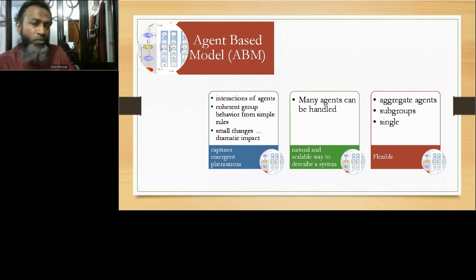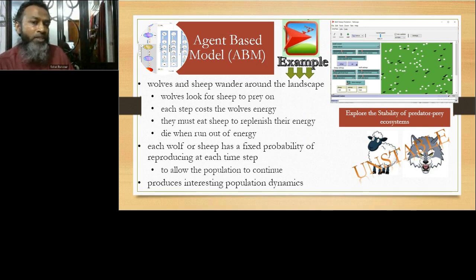I would like to give you a very simple example of an agent-based model first, a well-known one called the wolf and sheep model. I have just given a simple snapshot from a well-known agent-based tool called NetLogo. You are probably aware of this tool. Here, wolves and sheep wander around the landscape. Wolves look for the sheep to prey on. Each step costs the wolf some energy. They must eat sheep to replenish their energy, and they die when they run out of energy.